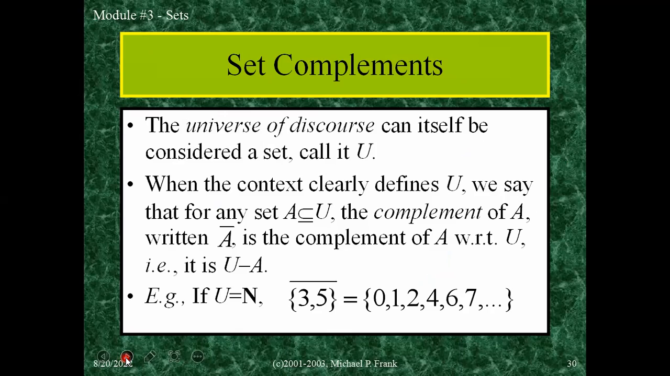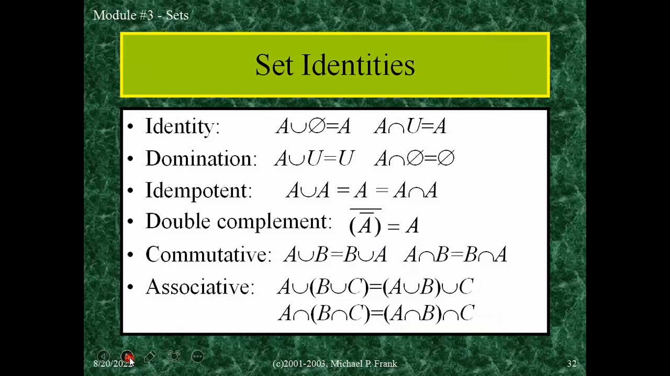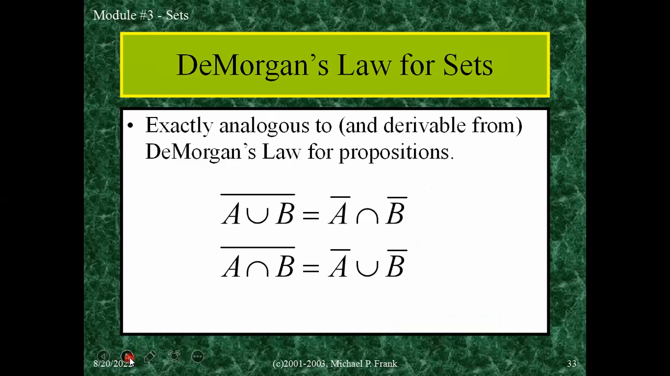And the universal set, you must know all elements will be there. And so more on set complements. An equivalent definition where U is clear: the complement of A is the set of X not an element of A, that is, X does not exist in A but is in the universal set. That means all elements of A will be removed from the universal set. And this identity I have discussed earlier. And this is also De Morgan's law.